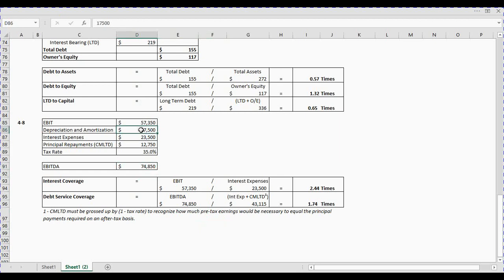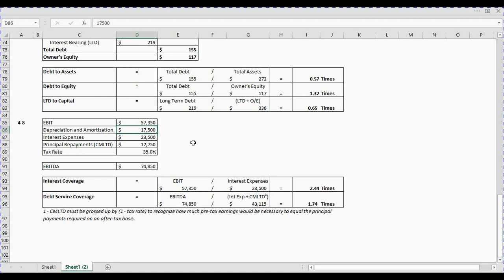We're going to add to that depreciation and amortization. We talked in the last video quite a bit about depreciation expense, and that's what this is. Not accumulated depreciation, not accumulated amortization, but the depreciation expense of a period plus the amortization expense of a period.